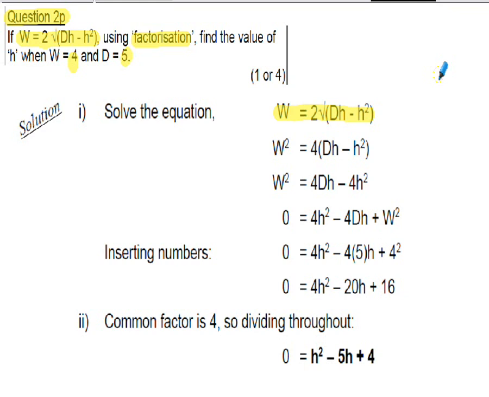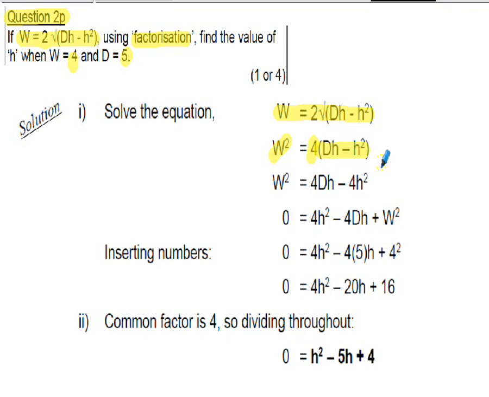Because I want to get rid of the square root on the right hand side. So squaring the left hand side I get W squared, squaring the right hand side, notice I get 4 here, that's 2 squared, and the square root above has disappeared because when I square a square root the operations cancel. So I simply get 4 multiplied by, in brackets, dh minus h squared.